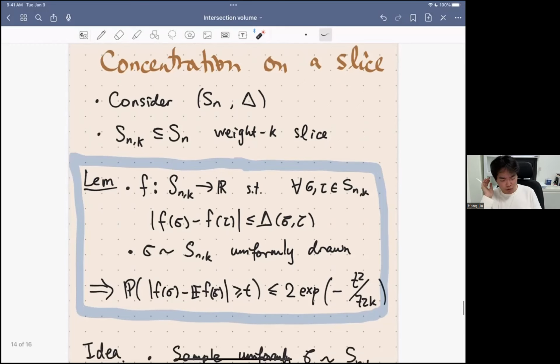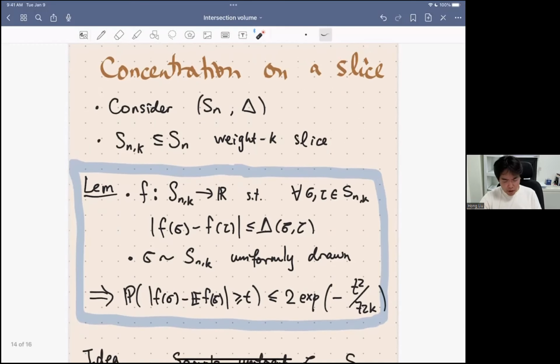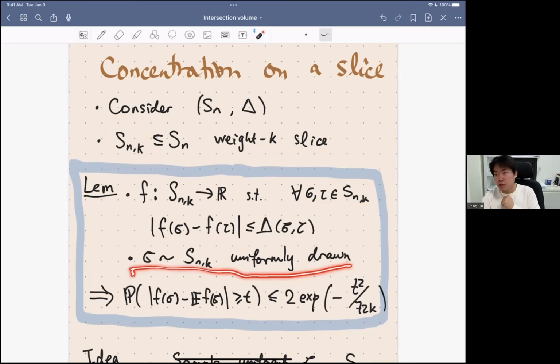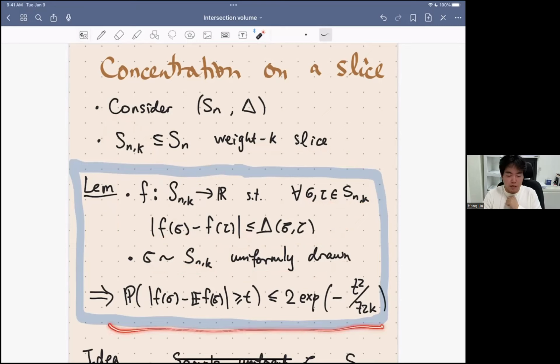Here's the lemma that we proved. It looks something like this. We have some sort of Lipschitz function with bounded difference. So we have f that goes from this K slice to the reals, such that whenever you take two permutations from this slice, you have this bounded distance. Then, given such a function, if you uniformly randomly sample a permutation from the slice, we have something like a Chernoff bound. The probability that it deviates from the expectation decays like this.